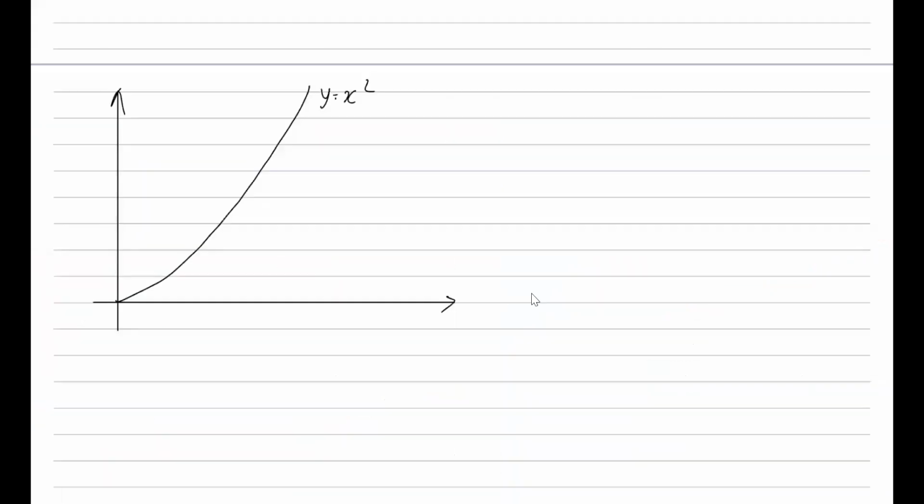Okay, so here's the graph of y equals x squared. What else do we need? We need a graph of y equals, what's that function? Let me check. 2x. Okay, something like this, y equals 2x. They intersect over here.